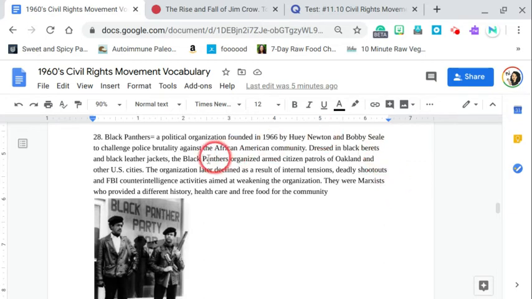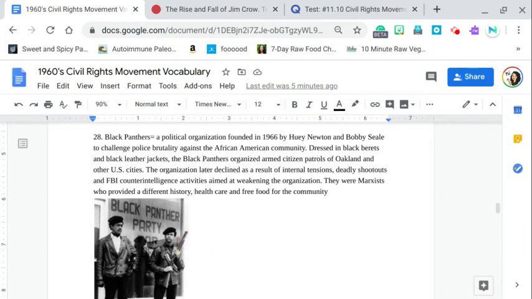It's a political organization formed in 1966 by Huey Newton and Bobby Seale to challenge police brutality. This whole idea of police brutality, obviously, is nothing new. But now with cell phones, we record it more against the African American community. You see they dressed in black berets and black leather jackets, and they were armed. They used the Second Amendment right, and because of that, they were very much feared.